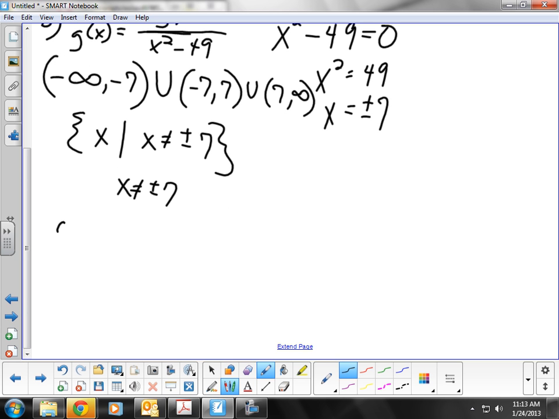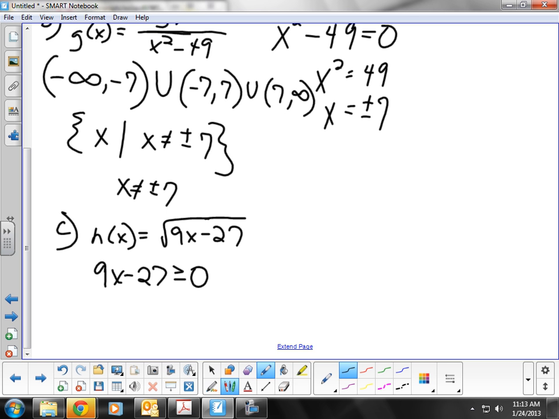And then part C says I want the domain of h of x when h of x is equal to the square root of 9x minus 27. Okay, so what can I not have under a square root symbol? A negative number. So the way I represent that is I say that 9x minus 27 has to be greater than or equal to 0, because it can't be less than 0. So on these, you can directly find your domain, because when you solve this for x, it will give you your domain. Everybody understand that?